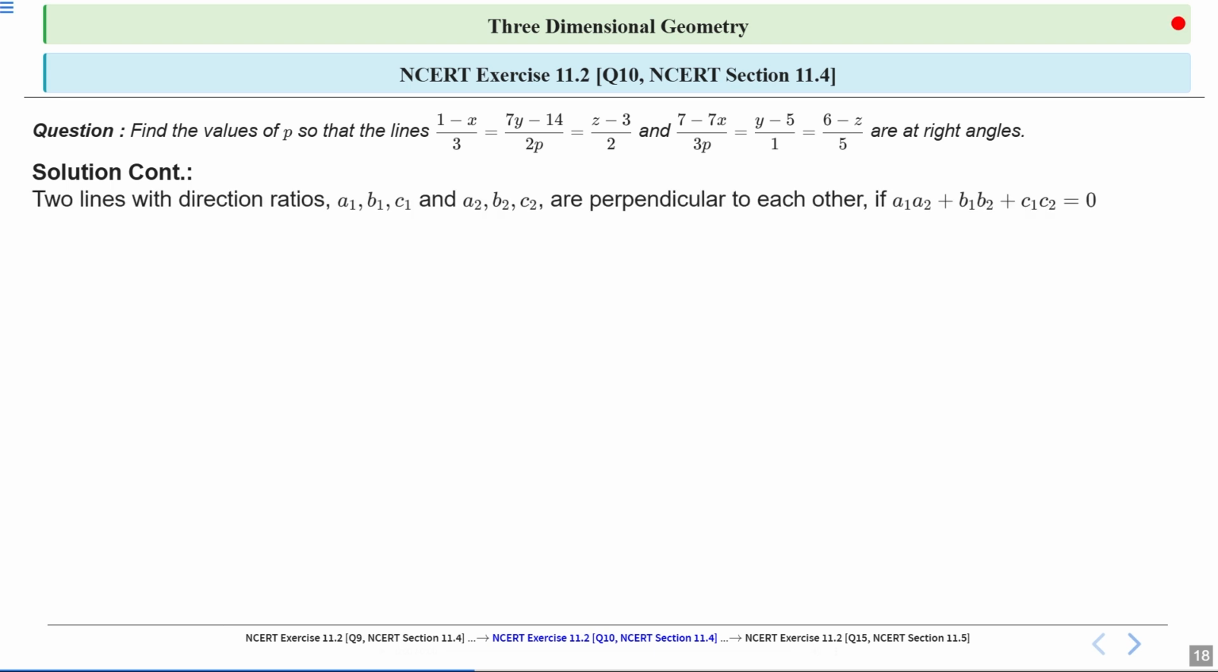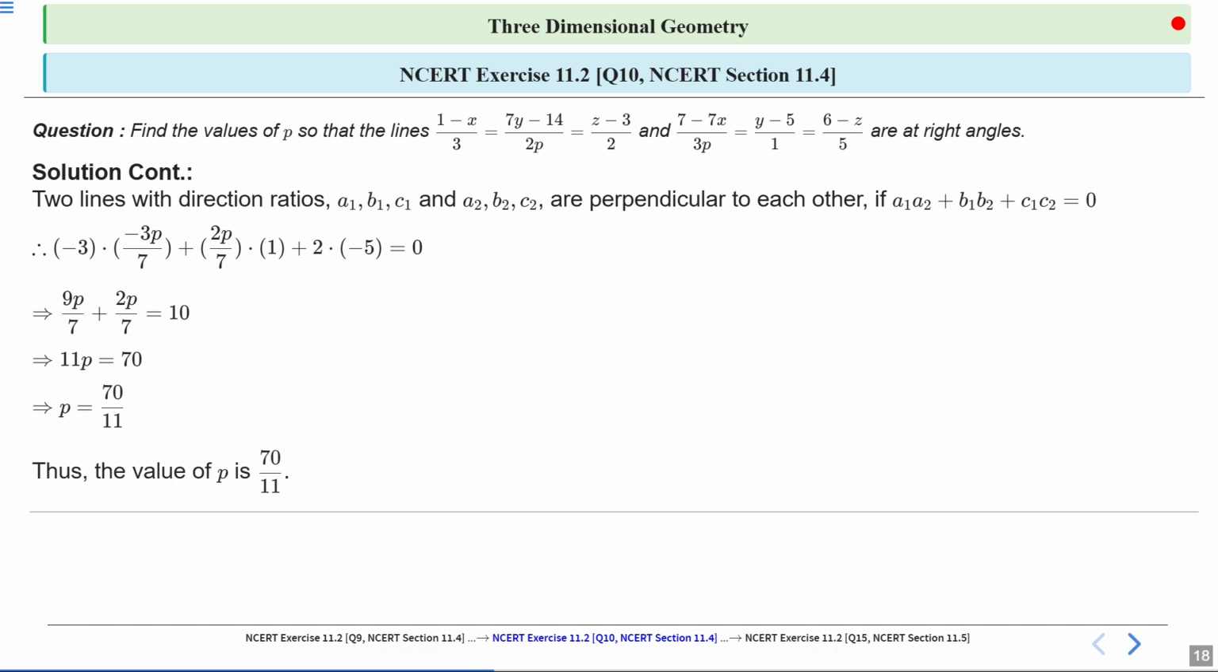So the two lines with direction ratios a1, b1, c1 and a2, b2, c2 are perpendicular to each other if a1 a2 plus b1 b2 plus c1 c2 is equal to 0. So we can write minus 3 into minus 3p by 7 plus 2p by 7 into 1 plus 2 into minus 5 is equal to 0, which gives 9p by 7 plus 2p by 7 is equal to 10. Got it? So we will get 11p is equal to 70. Therefore, p will be equal to 70 upon 11.